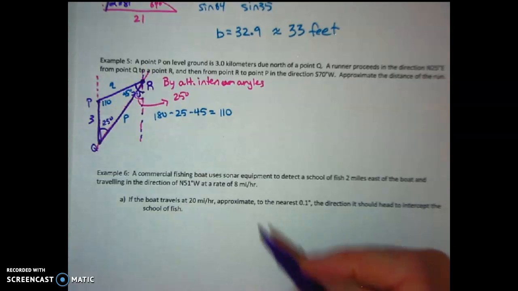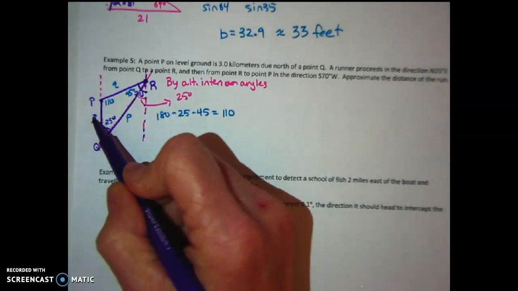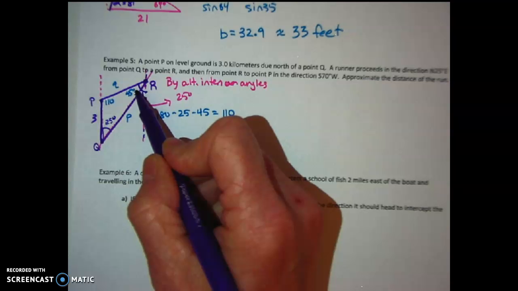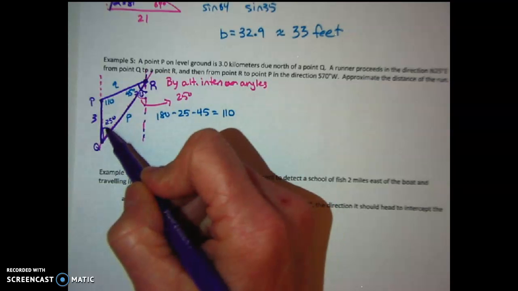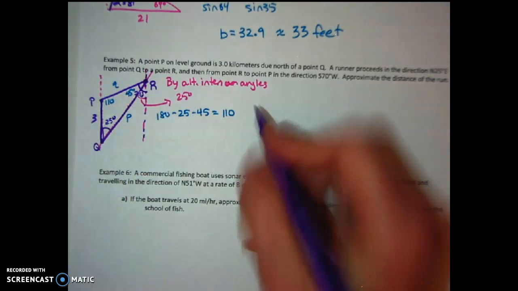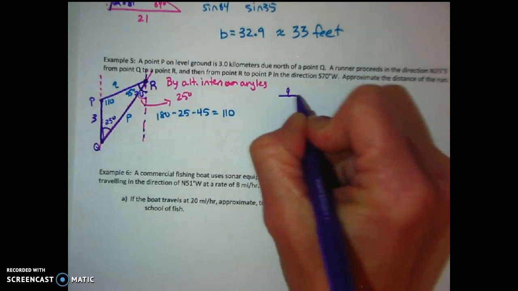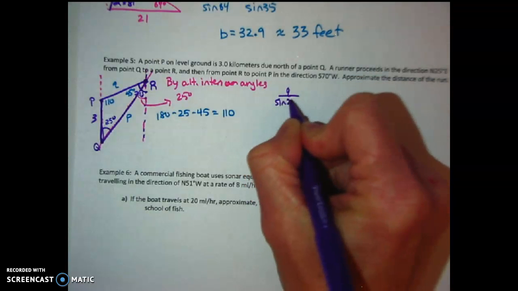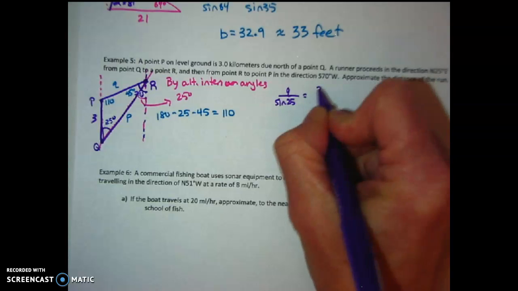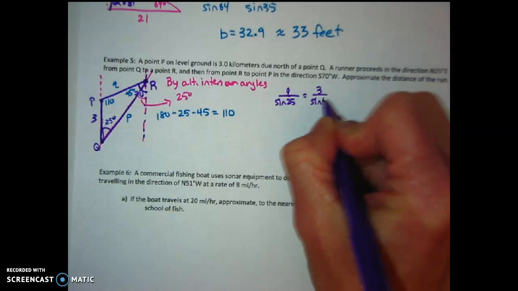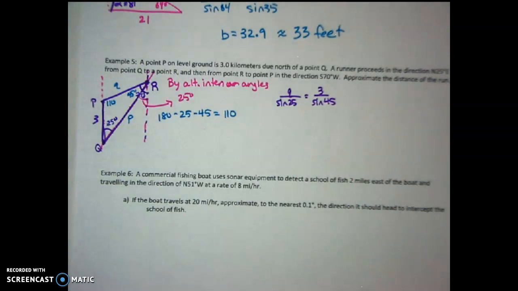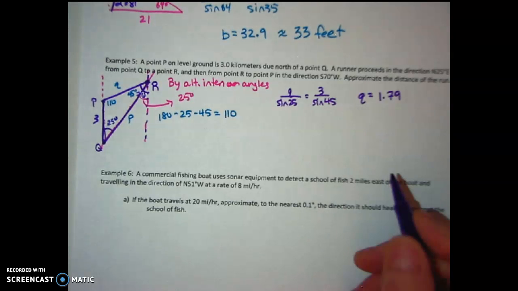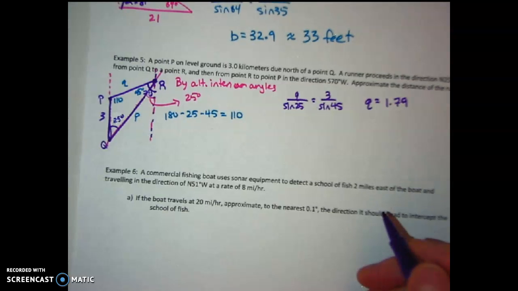And now I should be able to use the law of sines because I know this side and I also know the angle opposite, and I know this angle and I can find that side opposite. So I could say that Q over the sine of 25 is equal to 3 over the sine of 45. So I would like you to pause the video and solve that. You should get that Q is 1.79 miles long.